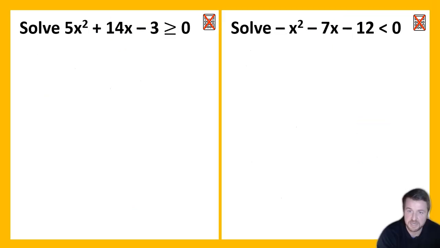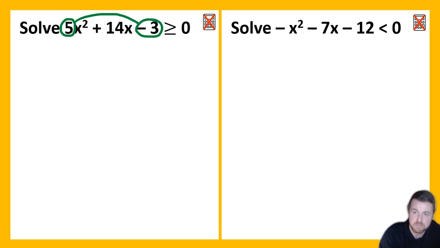On to the intermediate questions, with a slight increase in difficulty. Firstly, we'll need to factorize the quadratic expression. Since the coefficient of x squared is greater than 1, I'll need to use the AC method to help me do this. Multiplying the coefficient of x squared a by the constant c gives me negative 15. I need to rewrite the quadratic expression, splitting the bx term into two terms where the coefficients multiply to give me negative 15 but add to give me positive 14.